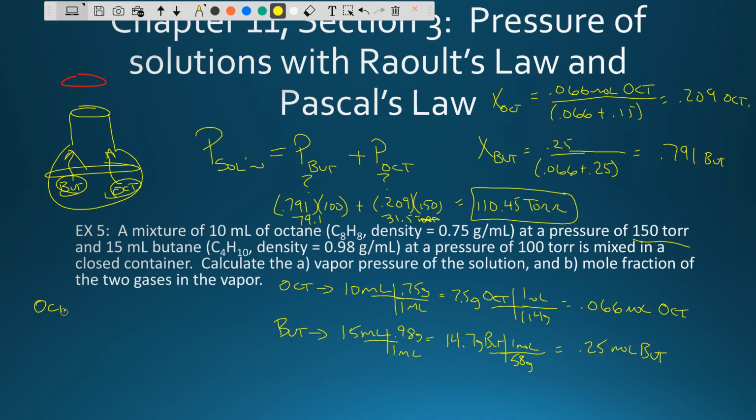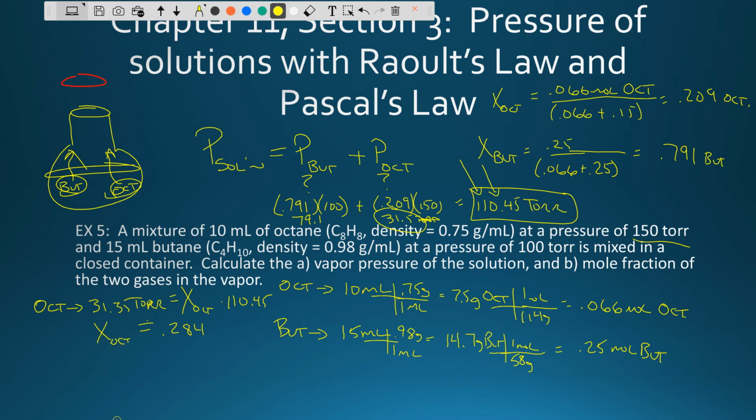So my octane, remember I had those two together, the pressure times my mole fraction, that ended up being 31.35 torr. That's going to equal the mole fraction of my octane times, right here, there's the pressure of my solution, 110.45. So my mole fraction ends up being 0.284. That's the mole fraction of my octane.